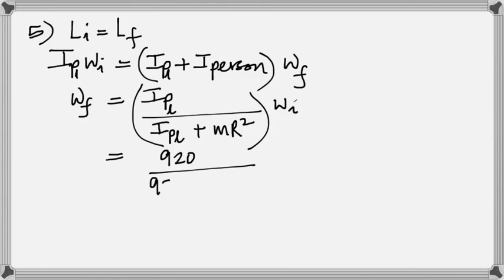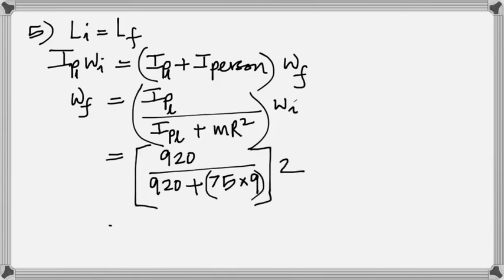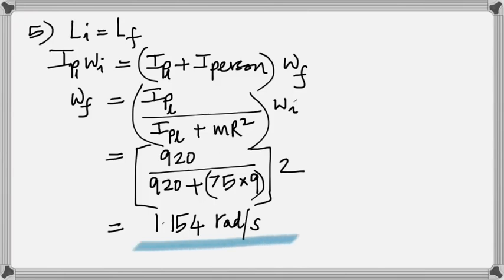Okay, 920 divided by 920 plus. What did you get for that, guys? 75 times 3 squared, which is 9. So times 2 was the original angular velocity. So I got 1.154 radians per second. Did anybody get that? Okay.